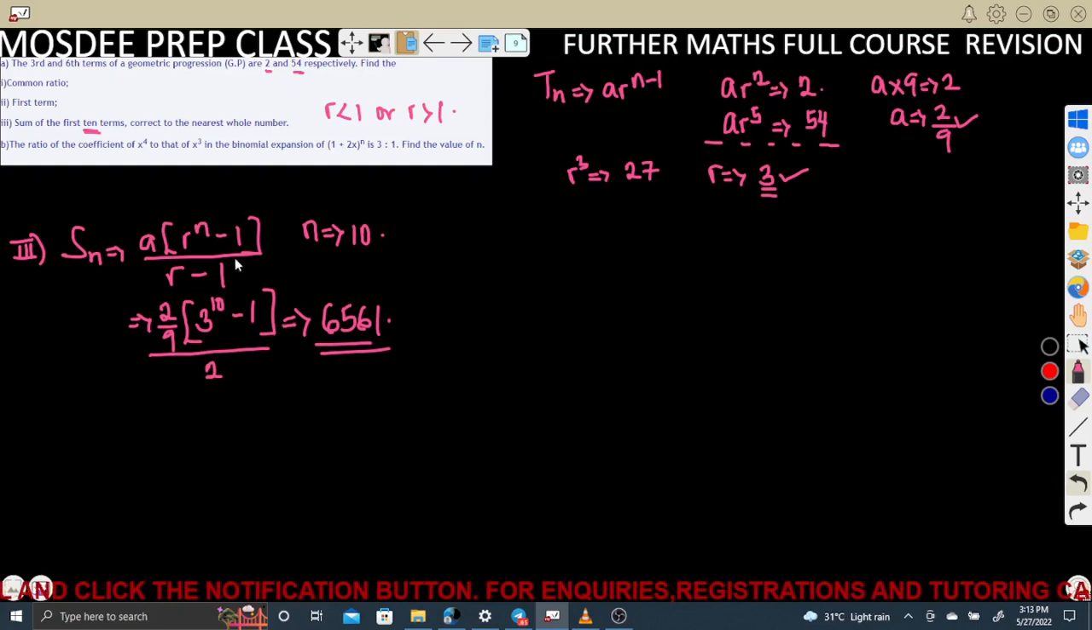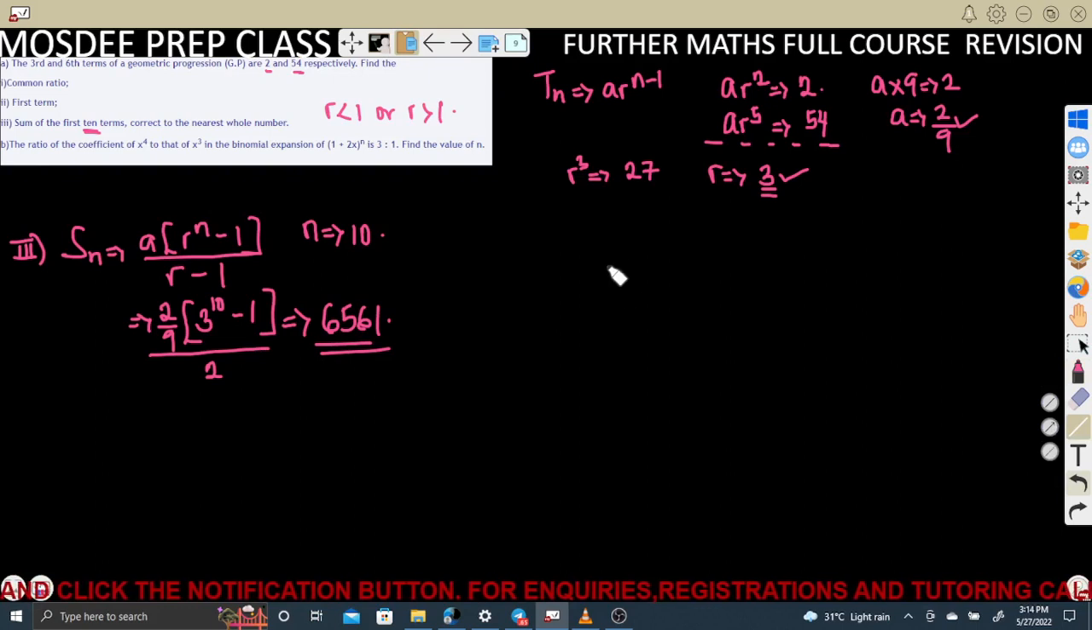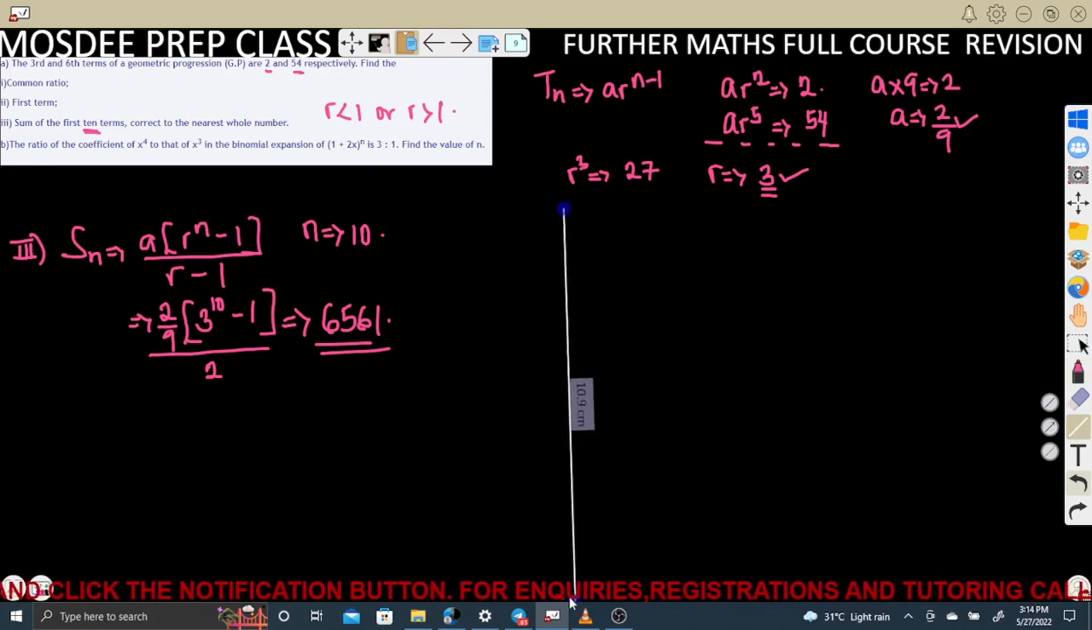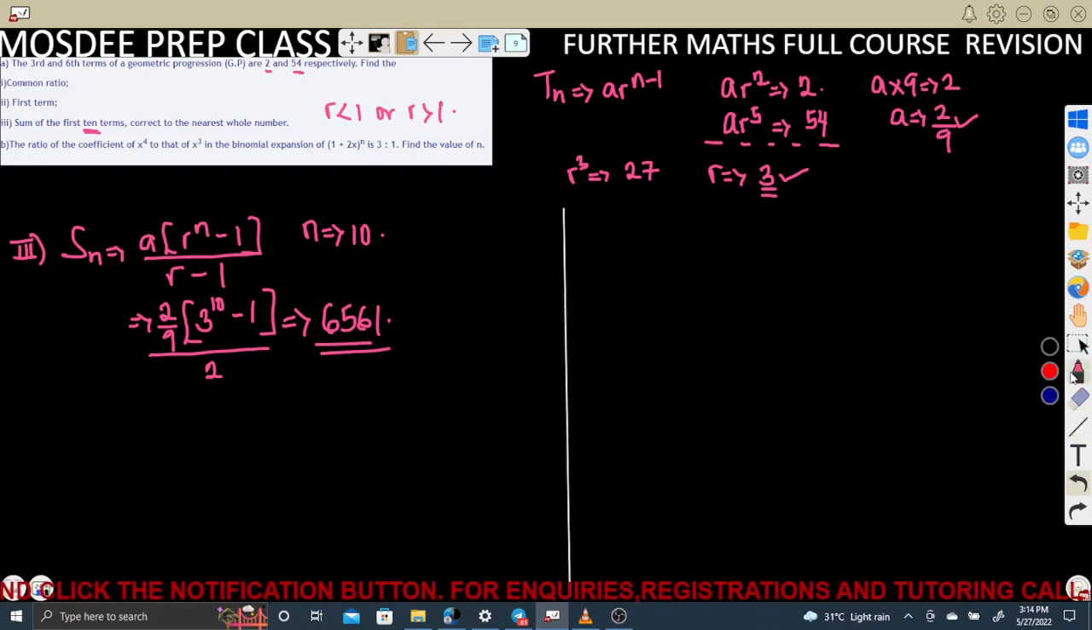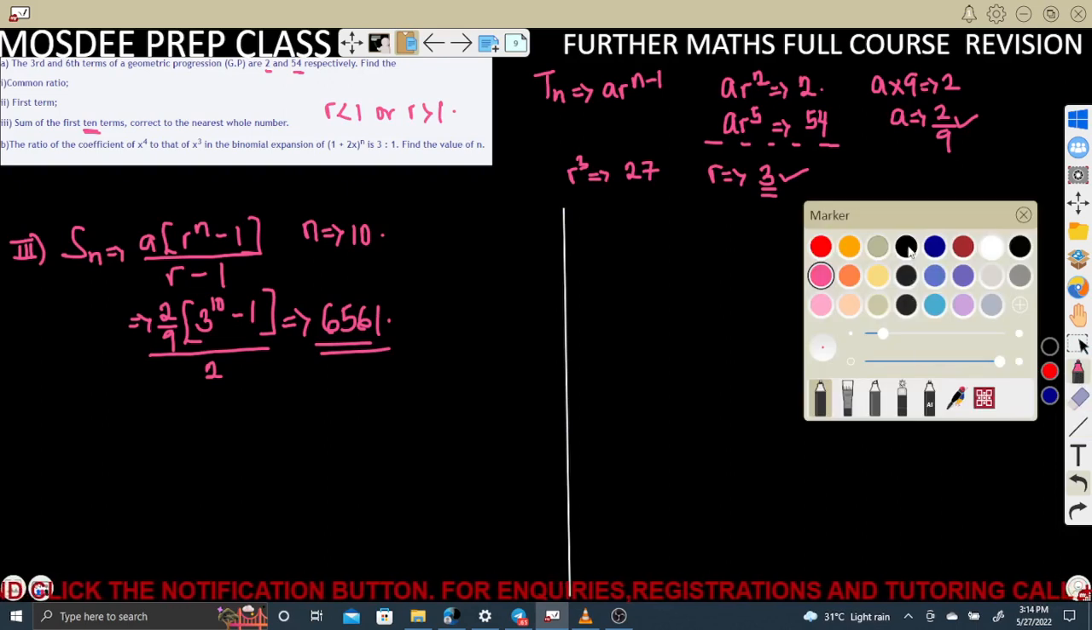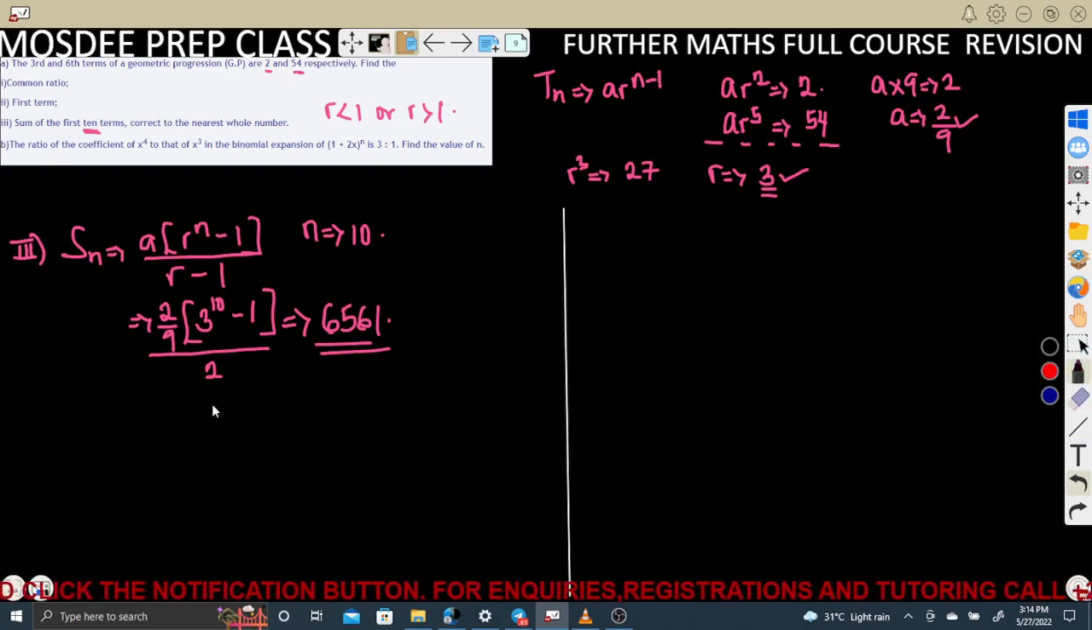So the last question for this part is the B part of the question. About the B part, we are told that the ratio of the coefficient of x, that is another important topic. Please, teachers should kindly do revision on binomial expansion for students, please. Binomial expansion is also very important.